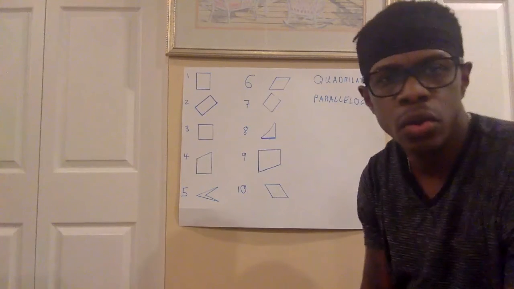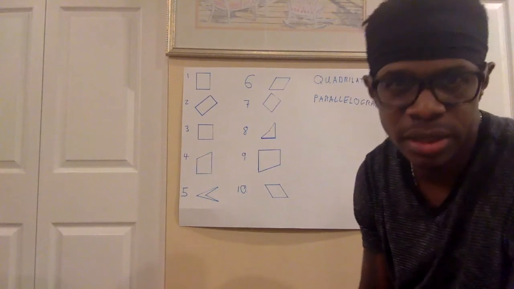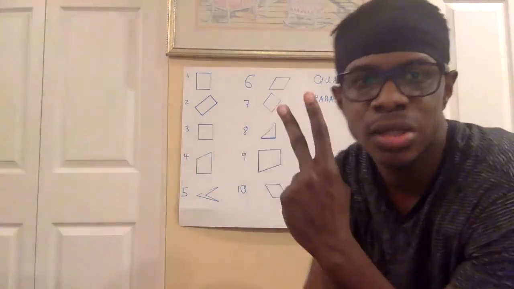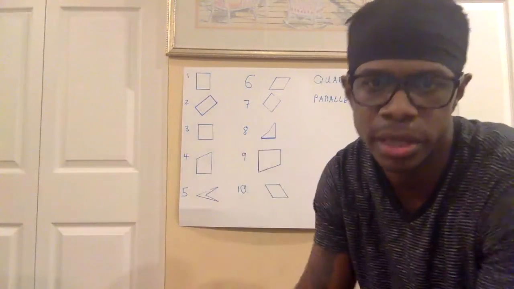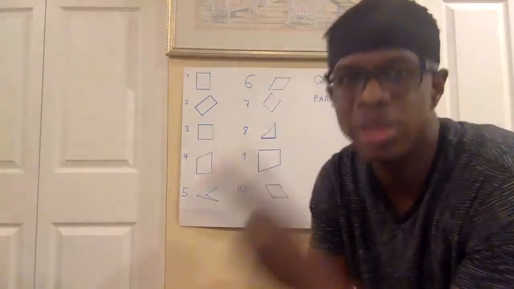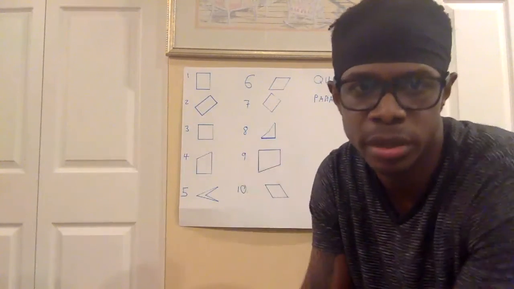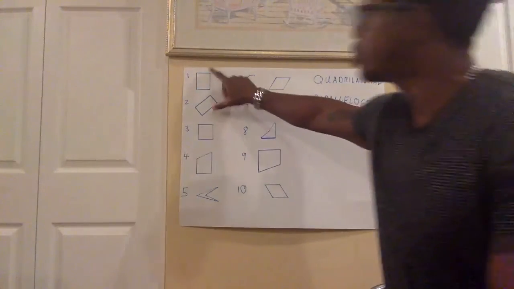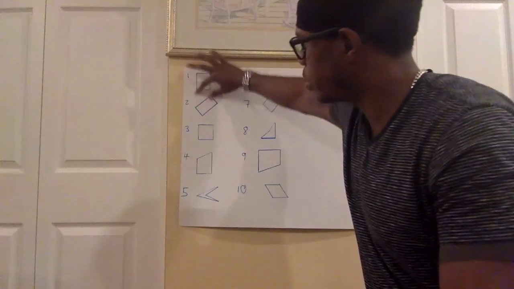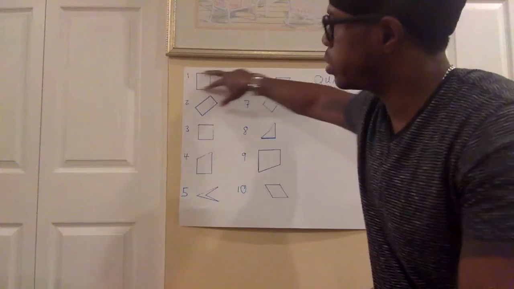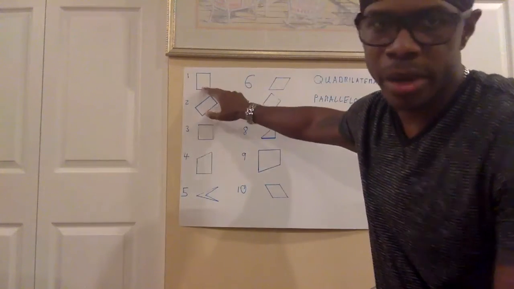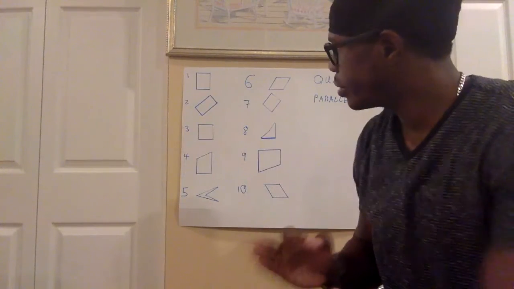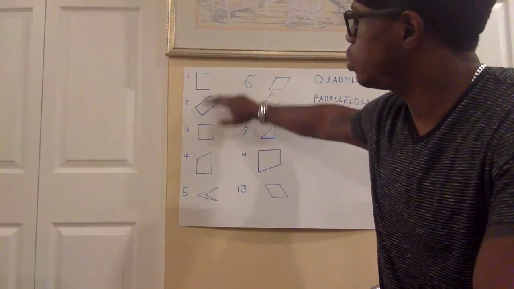The second thing I want to go over is parallelograms. Now, a parallelogram is a quadrilateral that has two pairs of parallel lines. So not one pair, but exactly two pairs of parallel lines. For example, number 1: remember we said this was one pair of parallel sides and this was another pair of parallel sides. So we know that number 1 would be a parallelogram because it has two pairs of parallel sides. Let's go with number 2.